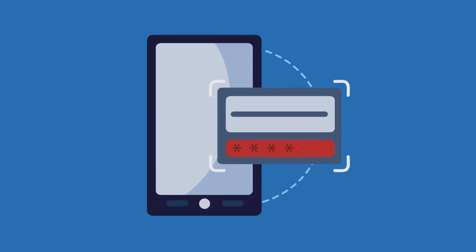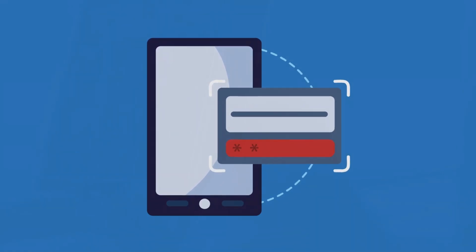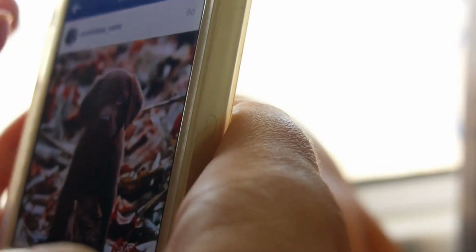So there you have it. That's how you find the Wi-Fi password on earlier versions of iOS. But what if you can't access your iPhone settings? In case you can't access your iPhone settings, there's still a way to find your Wi-Fi password.